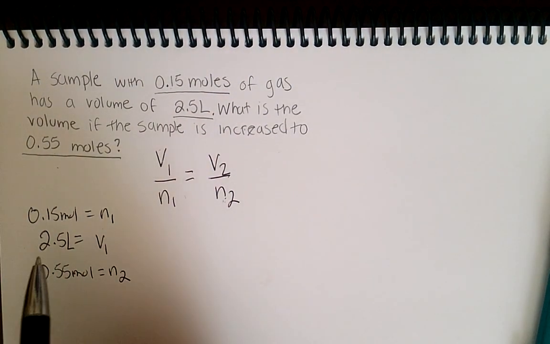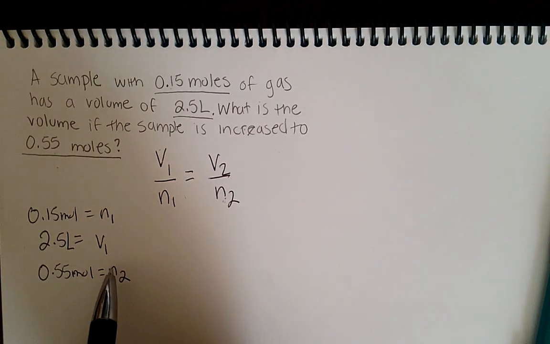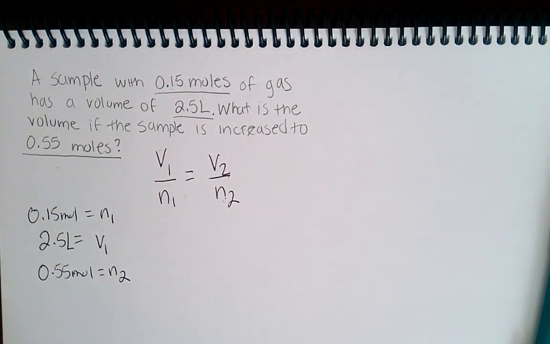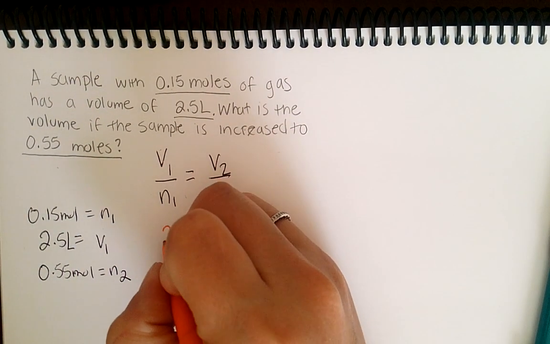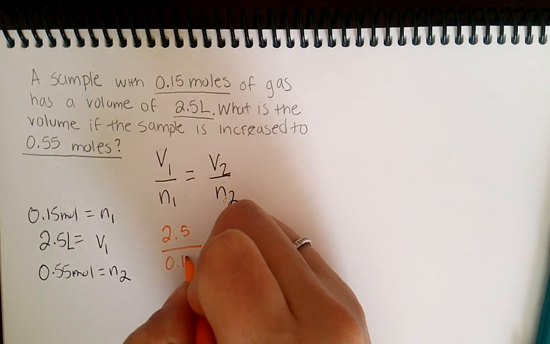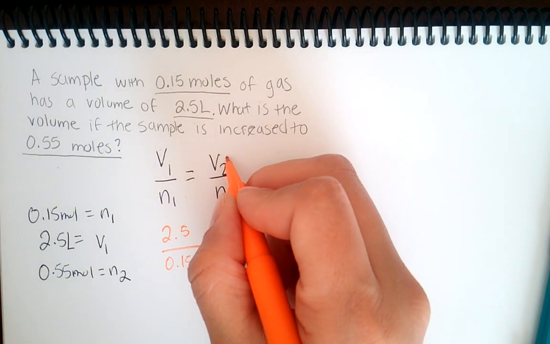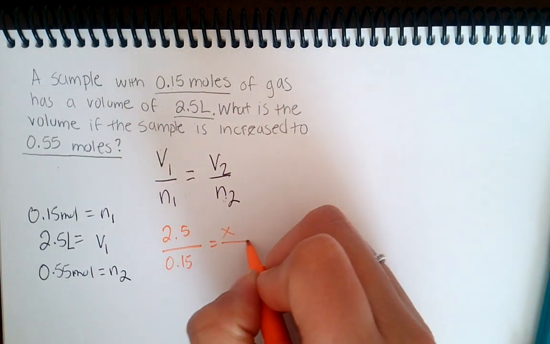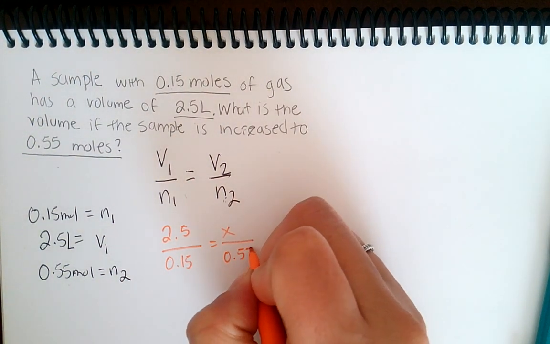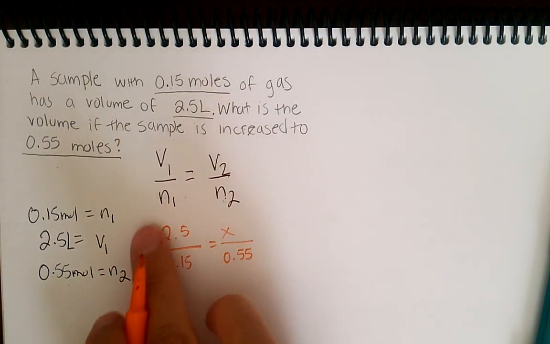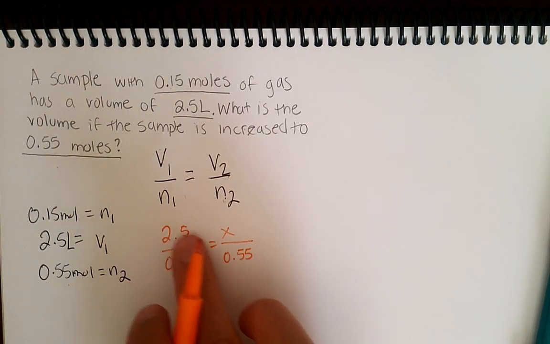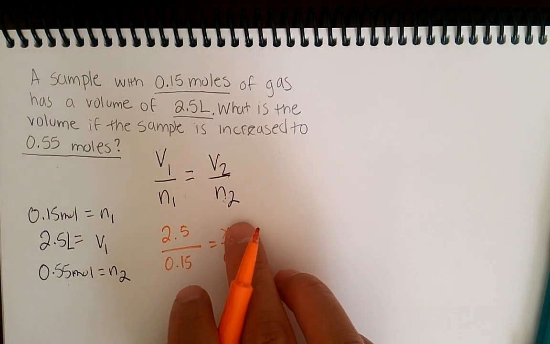All right, so now that we know which number stands for which variable, we're going to input this in our formula. So V1, like I said, is 2.5, so we're going to have 2.5 over N1, which is going to be our 0.15, and that's going to be equal to V2. We don't know V2, so I always like to put it as x because that's the variable we're trying to figure out. Then N2 we have, which is 0.55. Okay, I want you to notice, I didn't put any units here because I already know the units, but if it helps, you can put the units in here. It's up to you.